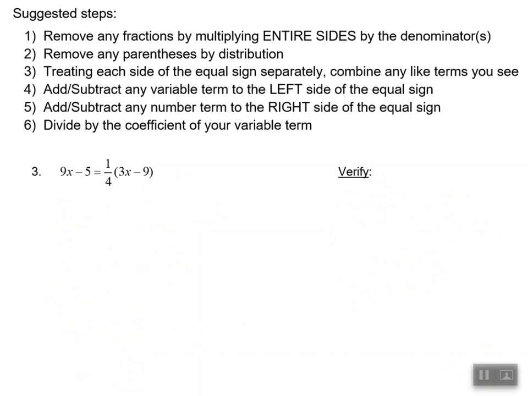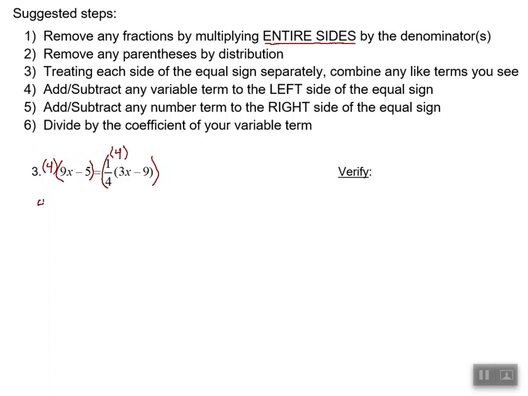Finally, we get to do step 1. It says to remove any fractions by multiplying the entire side by the denominator. I see a fraction this time, so I'm going to multiply the entire left side by 4 and the entire right side by 4. When I'm multiplying entire sides, I want to put parentheses around the entire side, so I know I'm going to be distributing whatever I'm multiplying by. So let's see what happens.